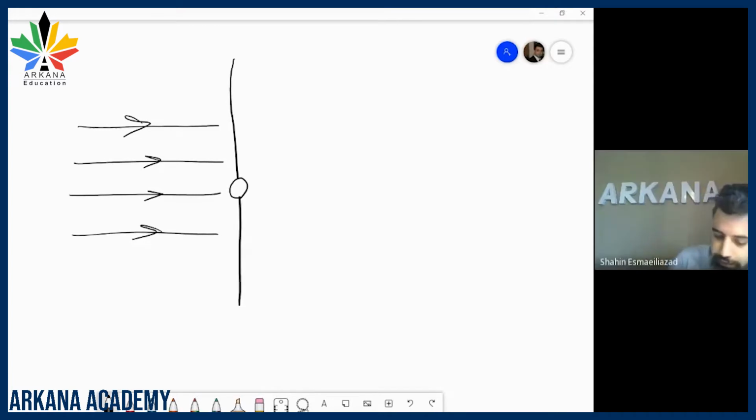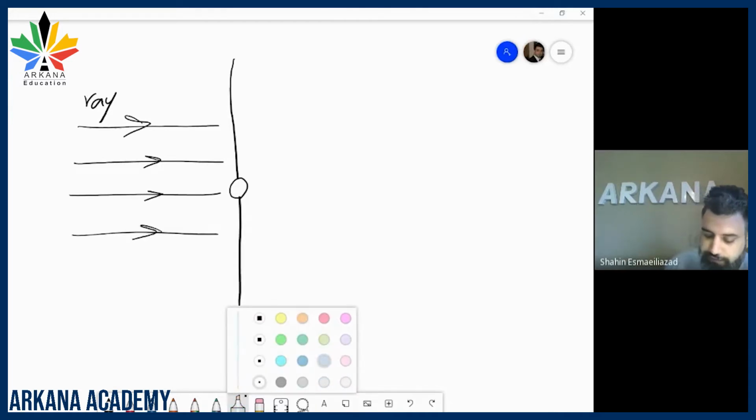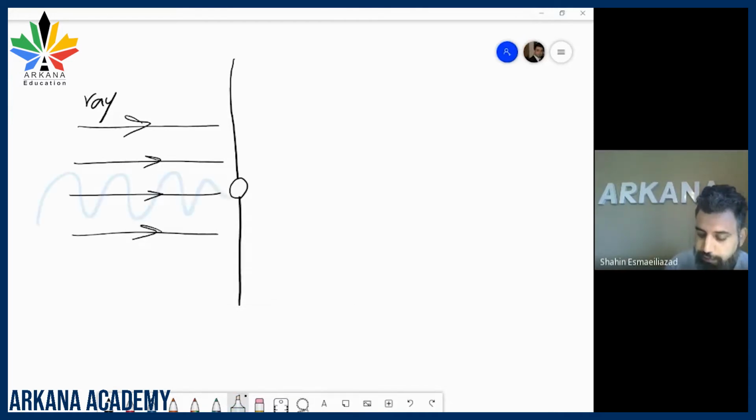if the incoming rays are waves, if they follow the properties of waves, what follows the properties of waves? For example, water waves. If there are water waves facing this kind of opening, now what is going to happen is different than what we expect. Maybe we originally expect that a little bit of water is going to pass through this and then continue going, but that's not what's happening.